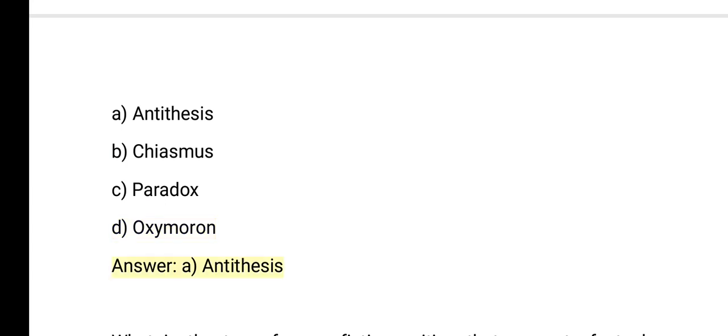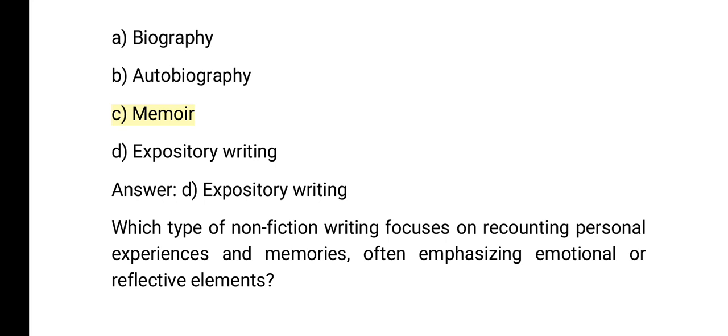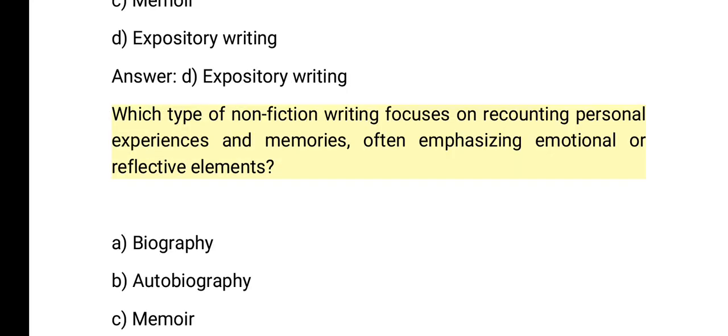Antithesis. What is the term for nonfiction writing that presents factual information about a subject, often written by experts in their field? A. Biography. B. Autobiography. C. Memoir. D. Expository writing. Answer: D. Expository writing. Which type of nonfiction writing focuses on recounting personal experiences and memories, often emphasizing emotional or reflective elements?